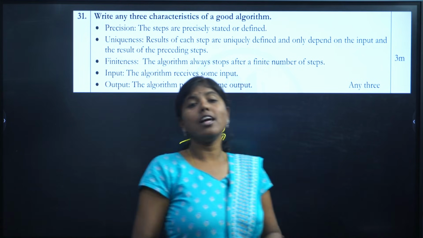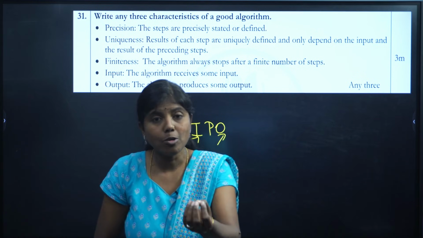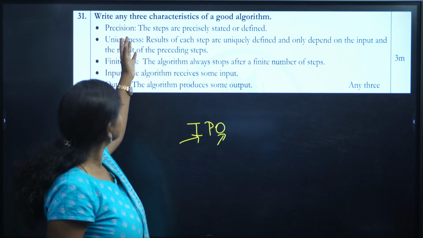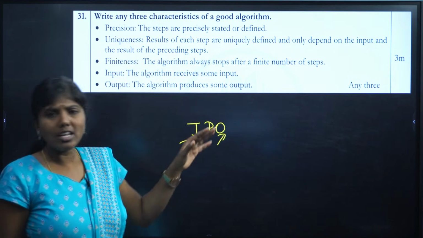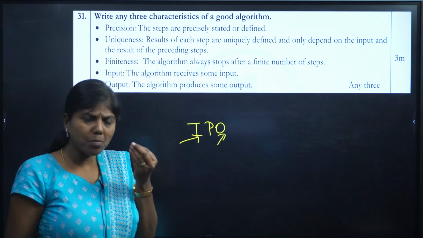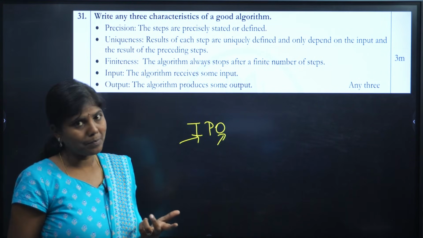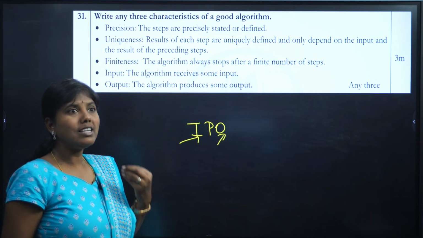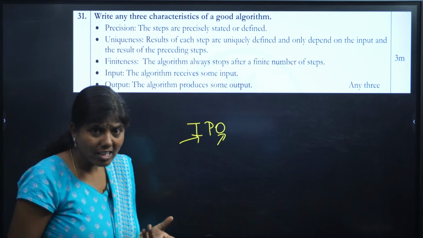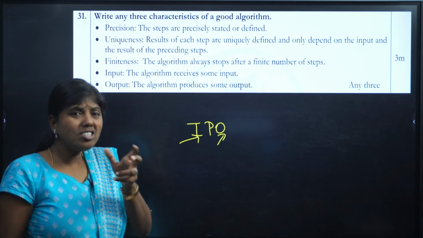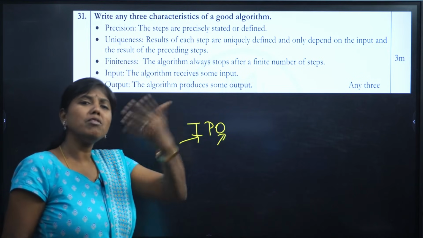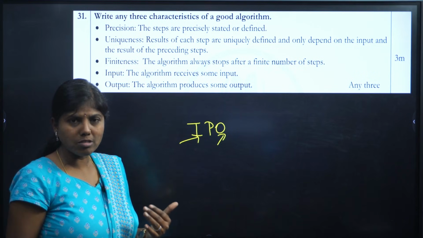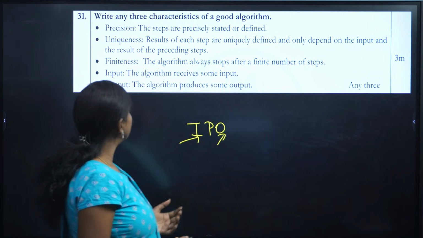And the processing, how the processing should be done. Processing of the statements should be done in such a way that it is very precise. It should be precisely stated or defined without any kind of ambiguity or confusion. And what about uniqueness? Uniqueness here means that each and every statement should be unique, and each statement should take input from the previous statements. The result should always depend on the input that is given. That's about uniqueness, very simple.